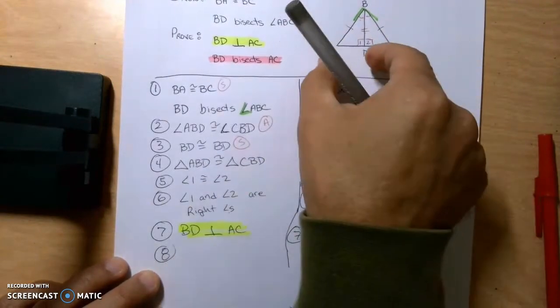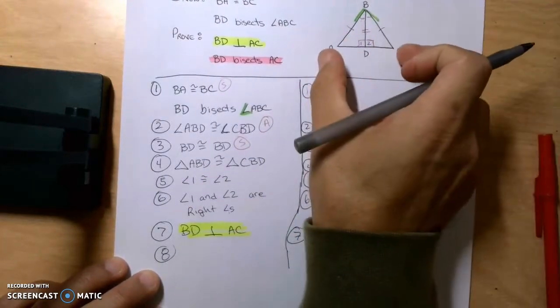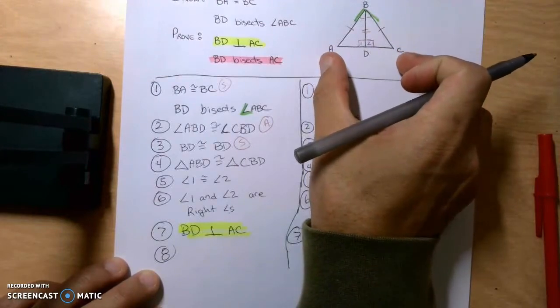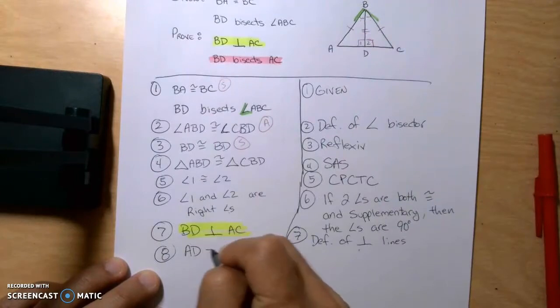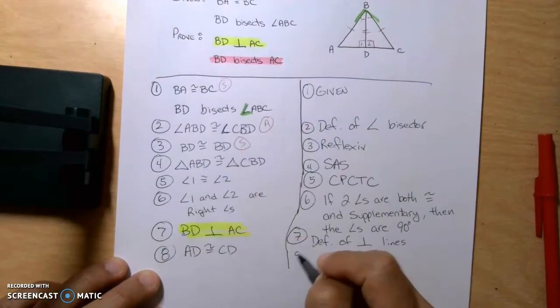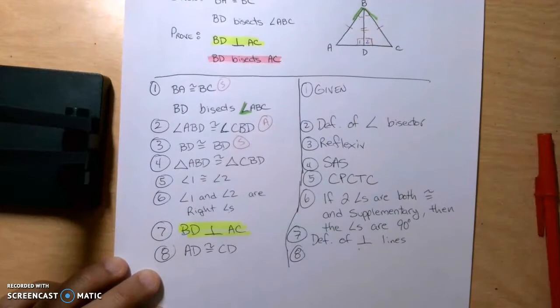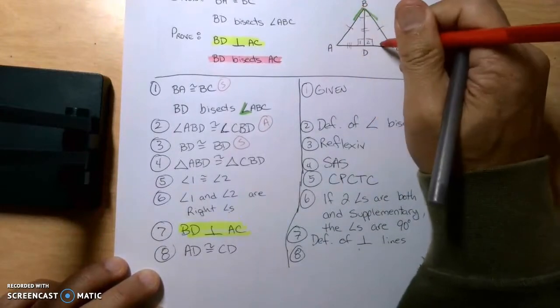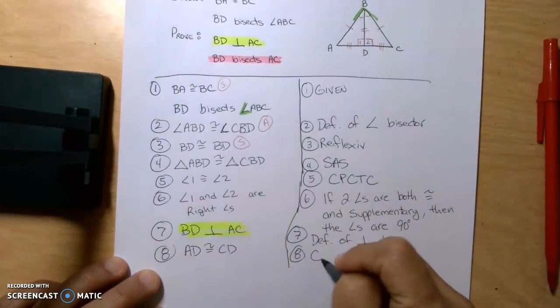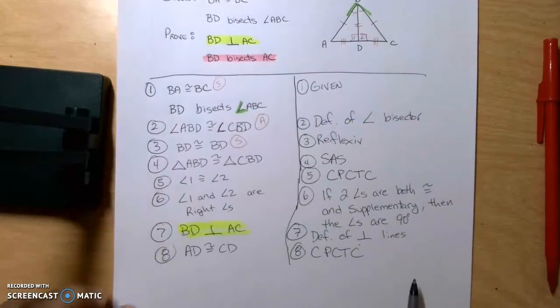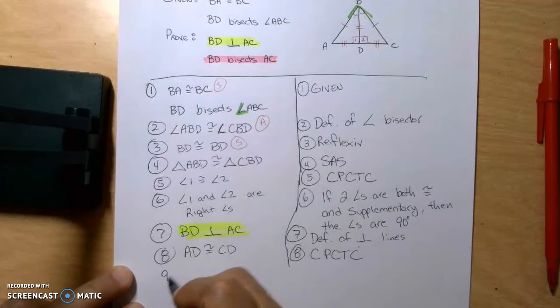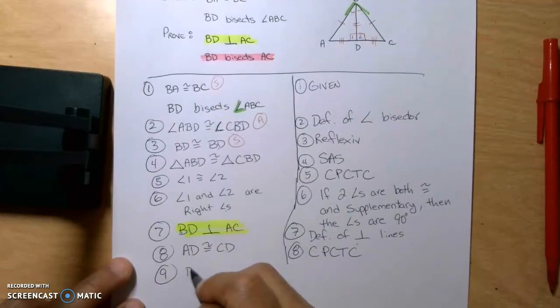The pink basically says why BD bisects this bottom line AC. Well, I need to say that AD is equal to CD. AD is equal to CD, and the reason why is, again, those are corresponding parts, and I'm going to go tick, tick, tick, tick, tick, tick. Those are corresponding parts within the congruent triangle, step 4. Therefore, they are congruent. Now I'm going to go with the final proof.